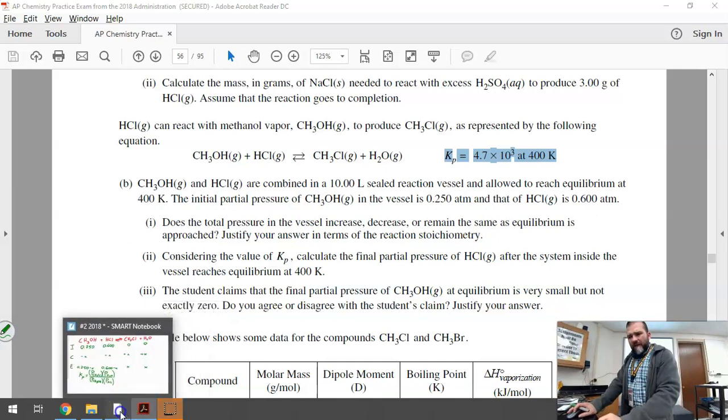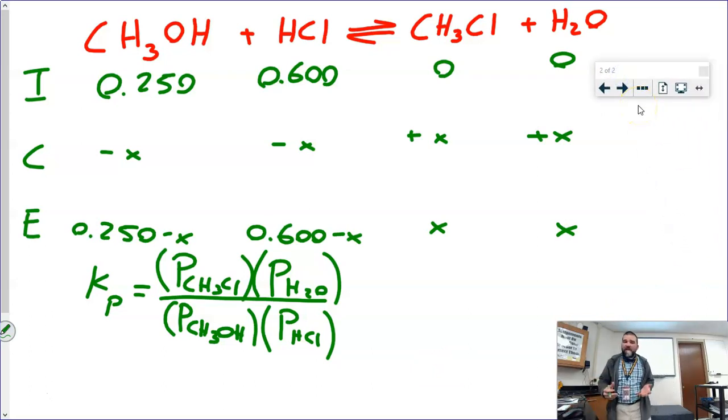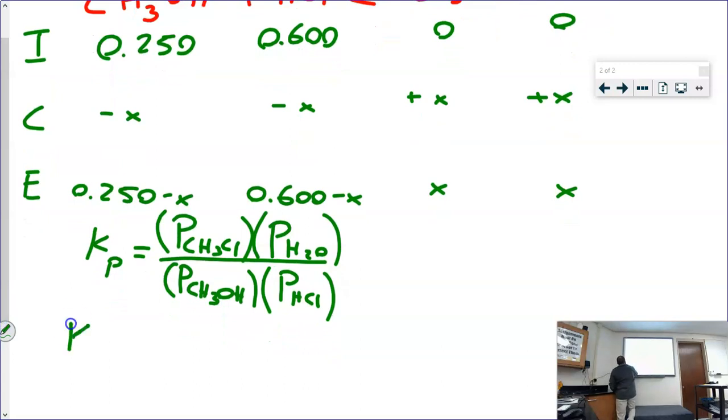So if I think about that and I consider that big value of K, we don't actually have to finish the whole ice table algebra thing here. We can actually kind of cut a corner, which is always a good thing. Well, cutting a corner on the AP test is a good thing to save yourself some time. So Kp equals 4.7 times 10 to the 3. Now, that's bigger than 1, way bigger than 1. What the heck does that mean? That means that our products are favored, right? Substantially favored. Like, way favored.